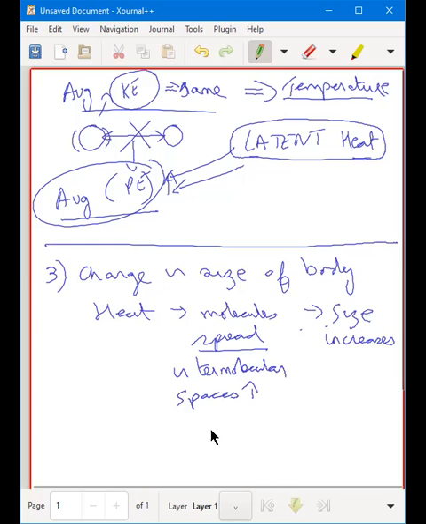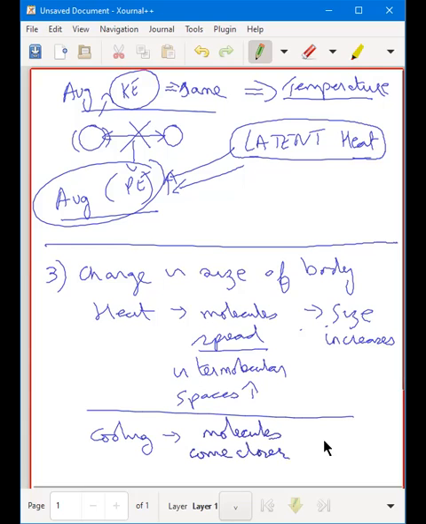And in cooling, the opposite happens. So please continue and write down for cooling also. Please copy this down. This is the third effect of heat on a substance.